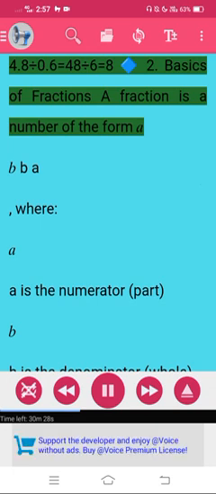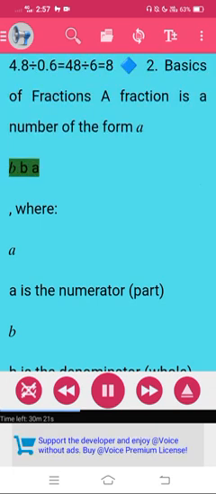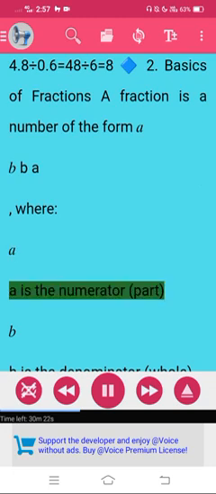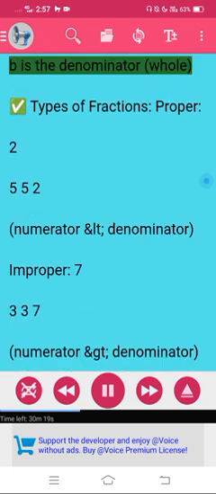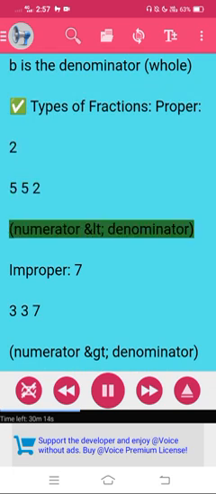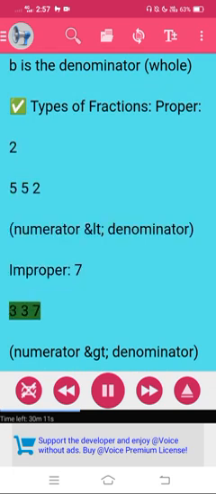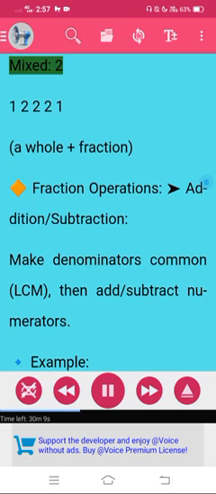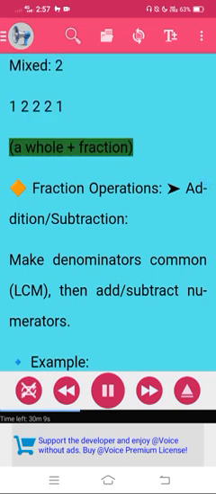Two. Basics of fractions. A fraction is a number of the form A over B, where A is the numerator and B is the denominator. Types of fractions. Proper: 2/5, numerator less than denominator. Improper: 7/3, numerator greater than denominator. Mixed: 2 and 1/2, a whole plus a fraction.